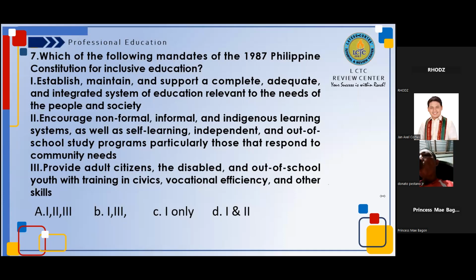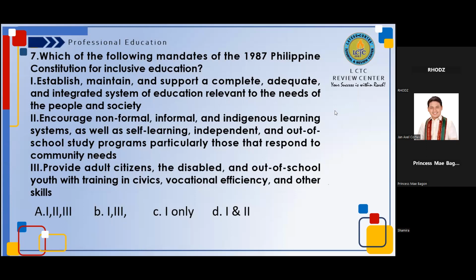A. You got it right, Michelle, Princess, and Nolet. Because all of these, if you read under the 1987 Philippine Constitution for inclusive education, these 3 are mandates for inclusive education. Okay? For item number 1, it's true because we need to establish a system relevant to the needs of the learners. Number 2, it's also correct because it's non-formal, informal, designed to respond to community needs, and also out-of-school study, independent self-learning. And of course, number 3 is very clear. Inclusive education is intended for our disabled and out-of-school youth. Okay, for them also to be developed, they should not be neglected. That is under the 1987 Philippine Constitution for inclusive education.